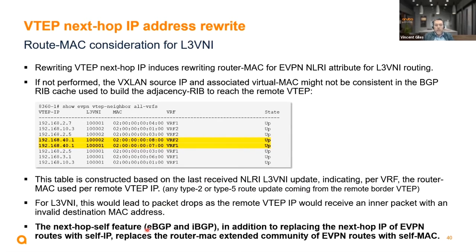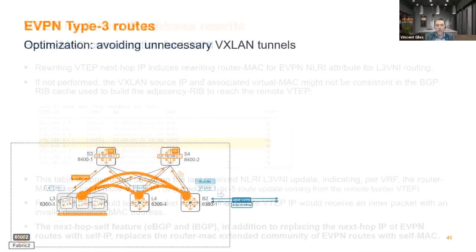So luckily, the next hop self feature for the one that is used for external BGP, which is natural, has nothing to configure, and the one for iBGP next hop self, in addition to replacing the next hop IP for the EVPN routes with self IP, will also replace the router MAC extended community of the EVPN routes. So there is no CLI command for that. It's automatically done. So I'm diving into details so that you understand clearly how this is being made.